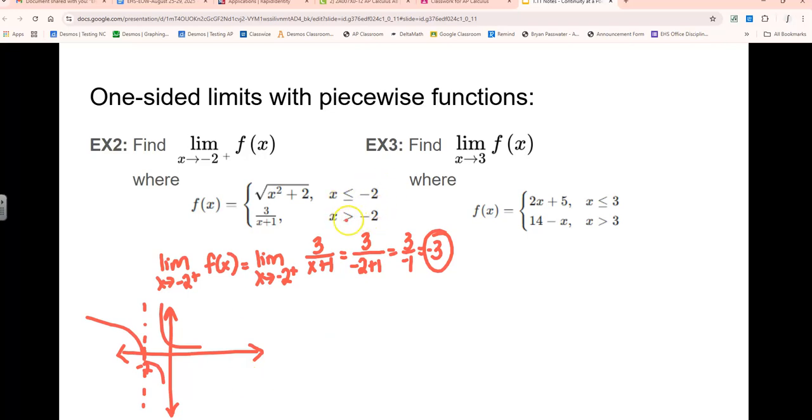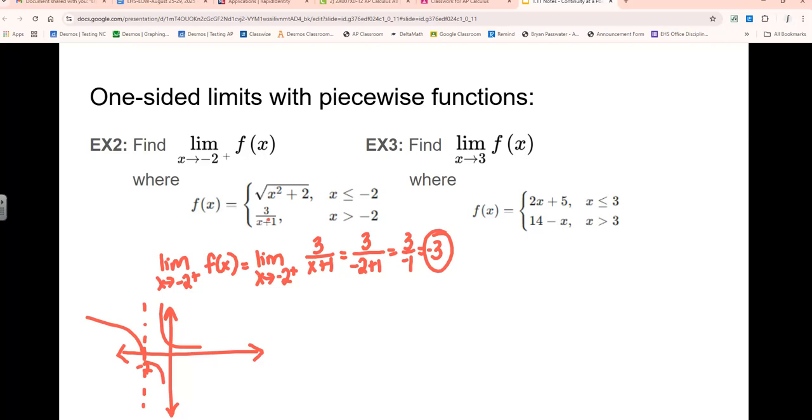So you're looking at your domains here. For these, they're almost always going to ask you about -2, the place where you're switching graphs. Unless they have tried to trick you up, and I will not do that, but I can't promise what Mr. Larson, who wrote our book, will do to you. The left is going to be on the top, the right is going to be on the bottom. So in this case, since you're approaching from the right, it's going to be this equation right here that you're dealing with.